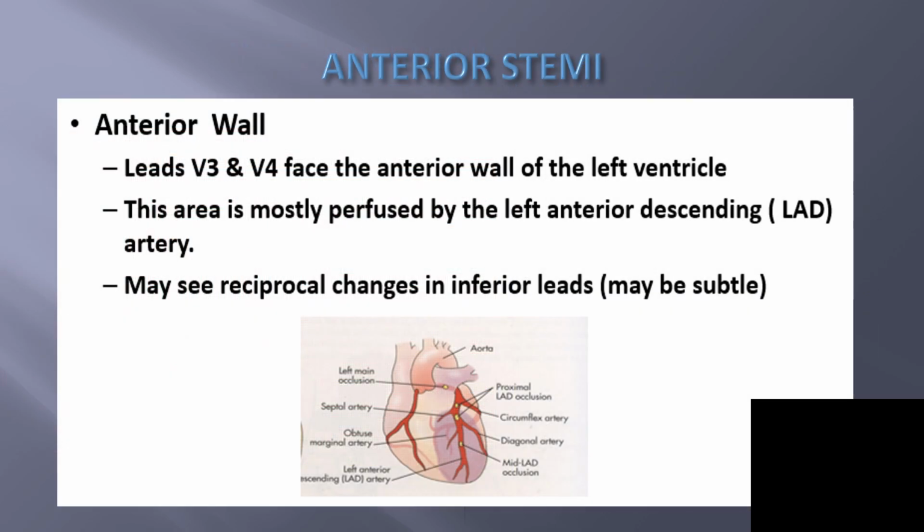The next type of STEMI I want to talk about is anterior STEMIs. An anterior wall myocardial infarction will have involvement showing EKGs in leads V3 and V4 that face the anterior wall of the left ventricle. This area is mostly perfused by the left anterior descending, also called the LAD. You may see reciprocal changes in the inferior leads, but those are usually pretty subtle.